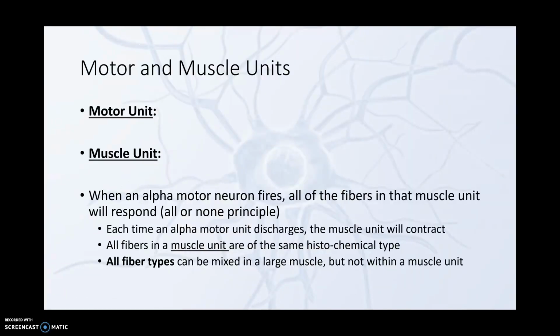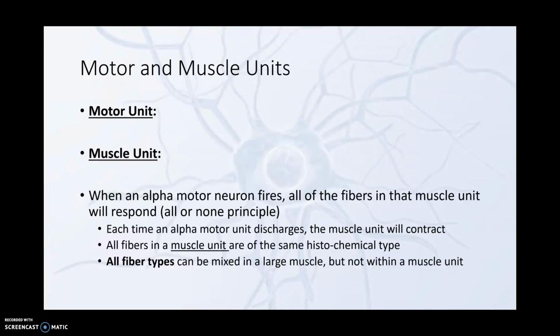Okay, so let's go over motor and muscle units. To review, a motor unit is an alpha motor neuron and all the muscle fibers it innervates. Now, what's a muscle unit? A muscle unit is the set of skeletal muscle fibers within a motor unit. So when an alpha motor neuron fires, all of the fibers in that muscle unit will respond. Each time an alpha motor neuron discharges, the muscle unit will contract.